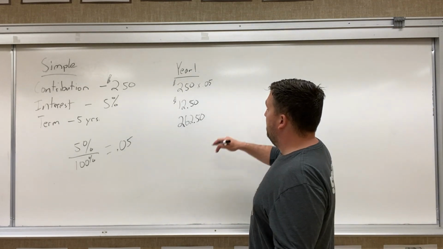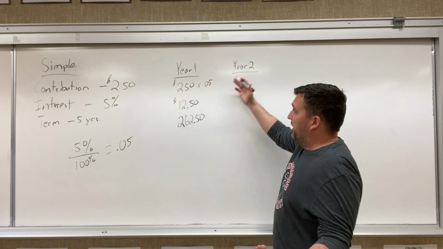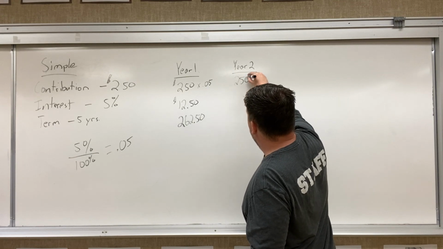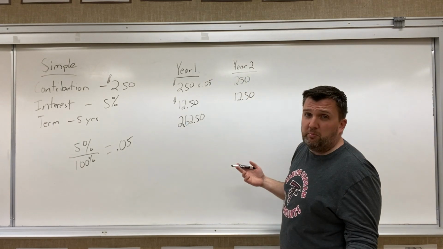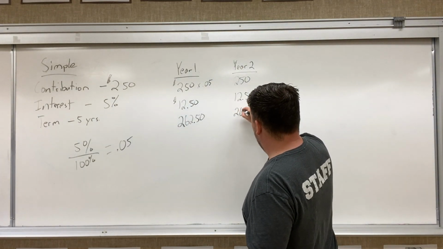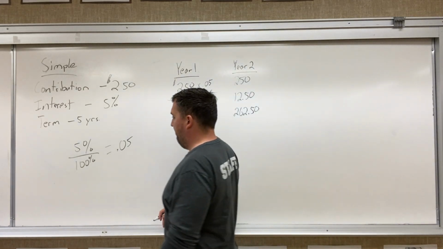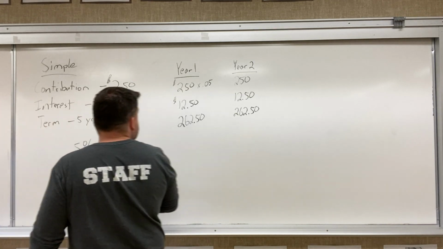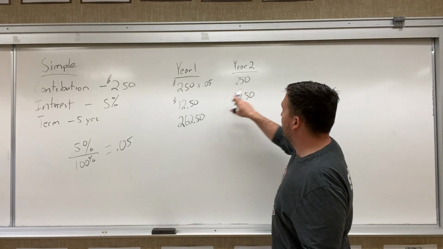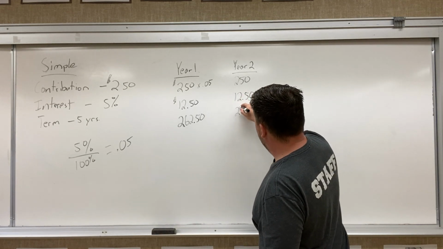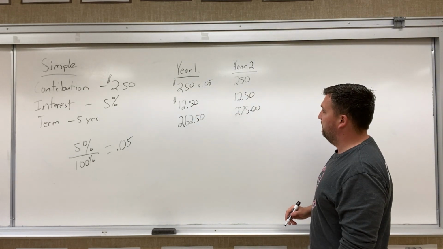Okay, so in year 2, our investment was only $250. Nothing changed, so we only get to make $12.50 off of what we put in again. Sorry, we wouldn't have $262.50. We would have the $12.50 added on to it, so we would actually have $275 because we would have 2 years of interest. Sorry, I should have shown that properly.